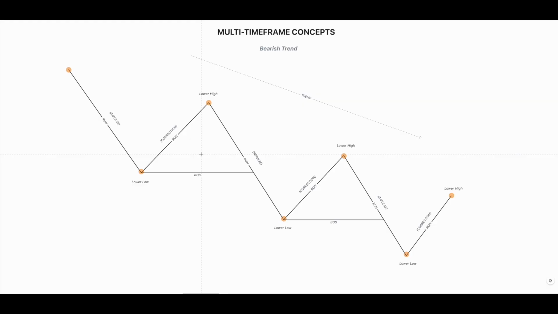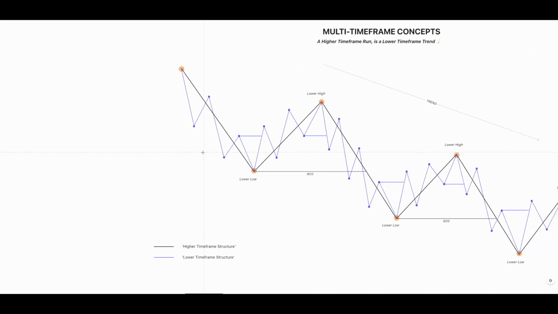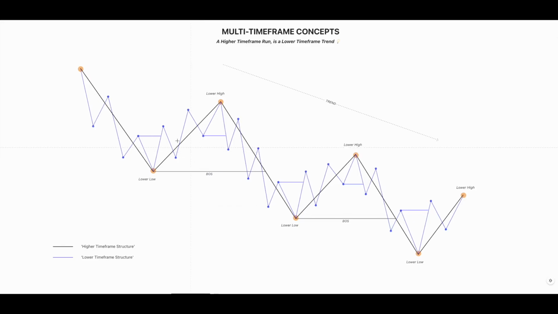Now, notice how we are essentially just looking at one time frame at the moment, which of course is the black line. So what we're now going to do is introduce another time frame into the mix, which is where the magic starts to happen, right? As we look at things from a multi-time frame perspective. So here you can see that we have a higher and a lower time frame. So the black line being our higher time frame and the blue line being our lower time frame.